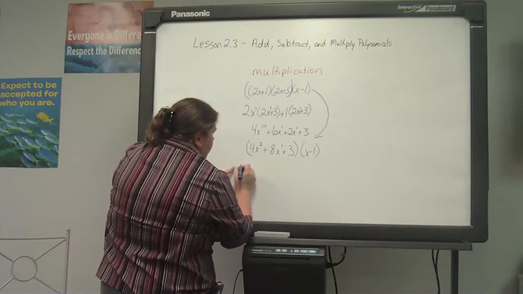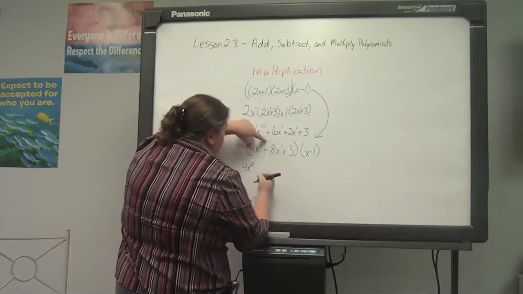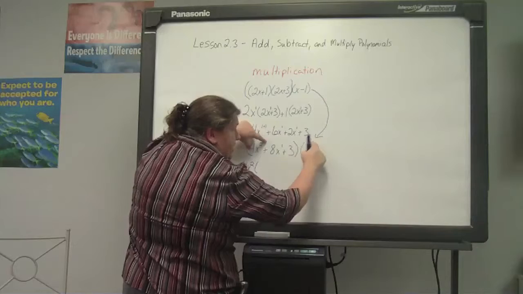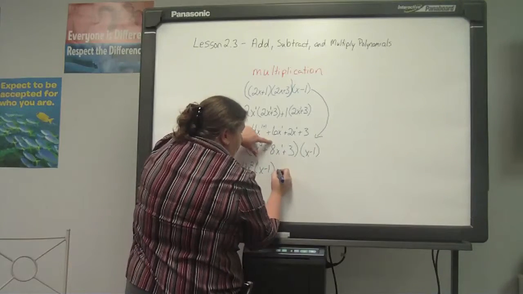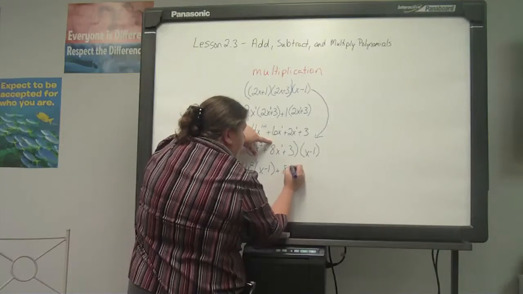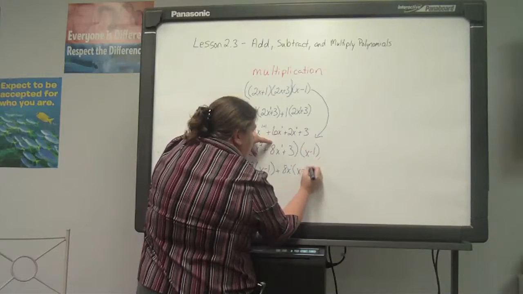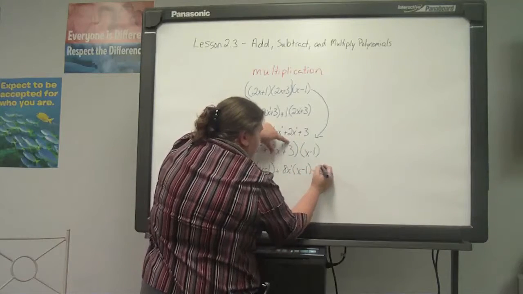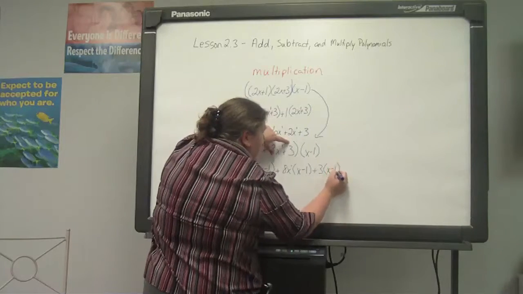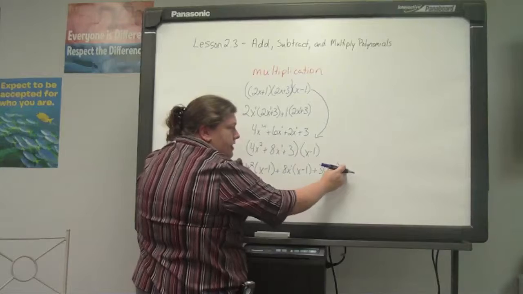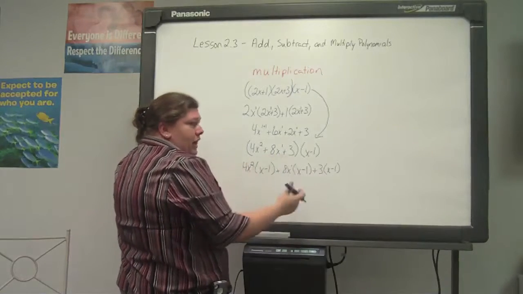and I can say 4x squared times everything in this parentheses, x minus 1, plus my 8x to the first, again times this whole parentheses, x minus 1, and then plus 3 times the whole parentheses of x minus 1. Again, all I've done in this step is distribute. Now we can begin to multiply.